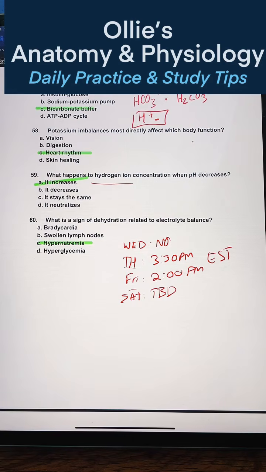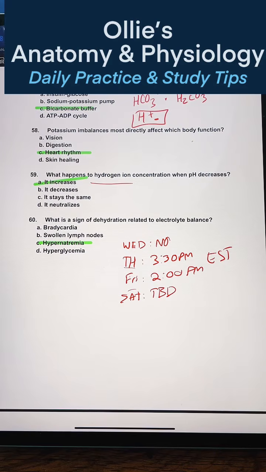The key idea there is when you lose water without an equal sodium loss, sodium becomes more concentrated. The brain senses these high sodium levels, and then you get thirsty, and antidiuretic hormone releases to conserve water. There can be plenty of things, but bradycardia is not primary there. Swollen lymph nodes are more so infection, not dehydration. Hyperglycemia refers to high blood sugar. So just think of hypernatremia. Hyper means the levels of sodium are higher. Water leaves, sodium stays. Does that make sense?